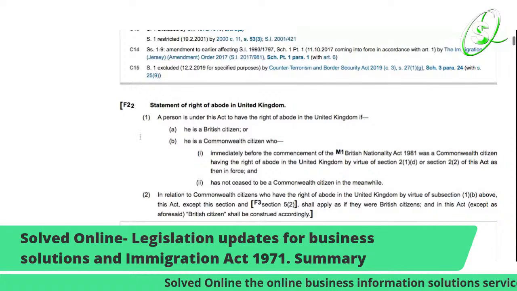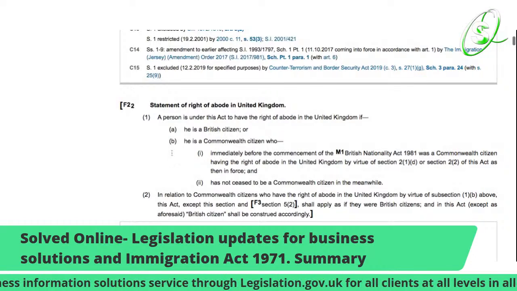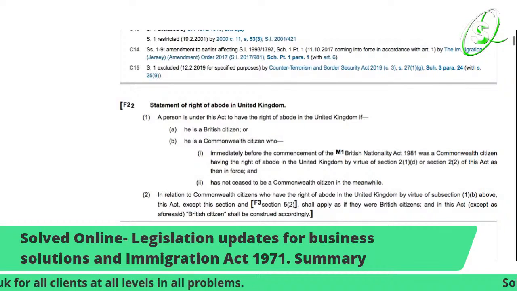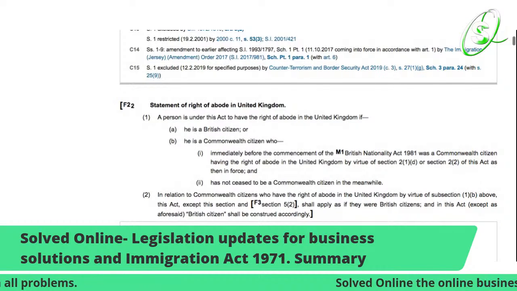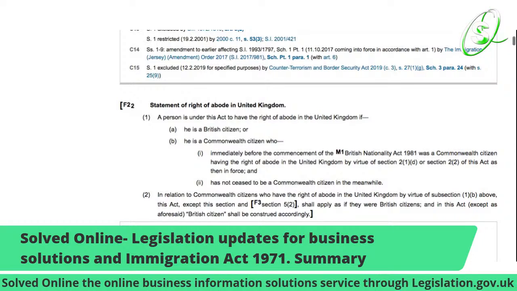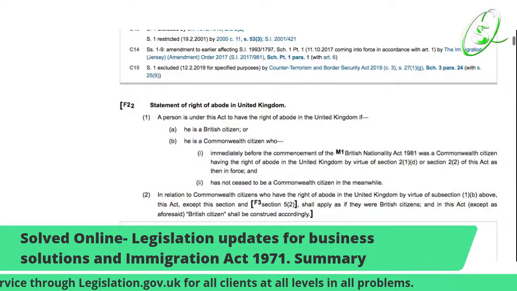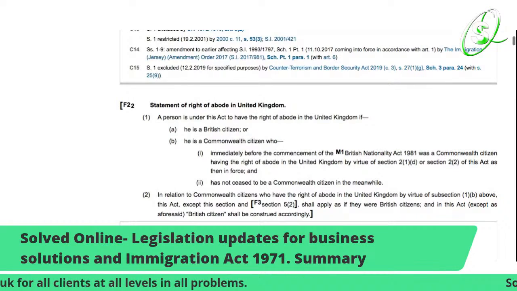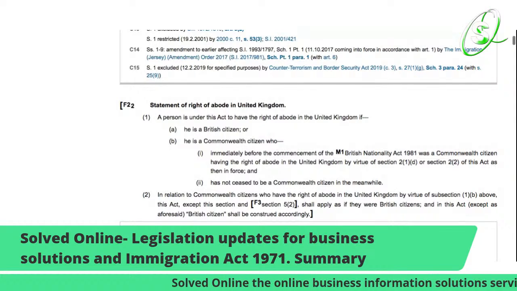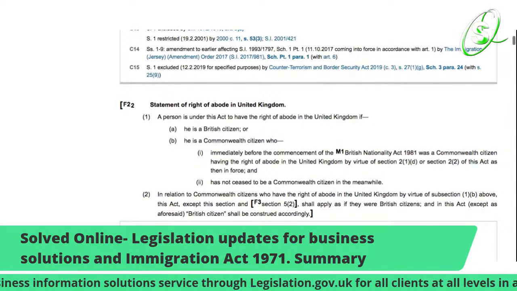So a person is under this Act to have the right of abode in the United Kingdom if A, he is a British citizen, or B, he is a Commonwealth citizen who, one, immediately before the commencement of the British Nationality Act 1981, was a Commonwealth citizen having right of abode in the United Kingdom by virtue of Section 2(1)(d) or Section 2(2) of this Act as then in force, and two, has not ceased to be a Commonwealth citizen in the meanwhile. So very important.